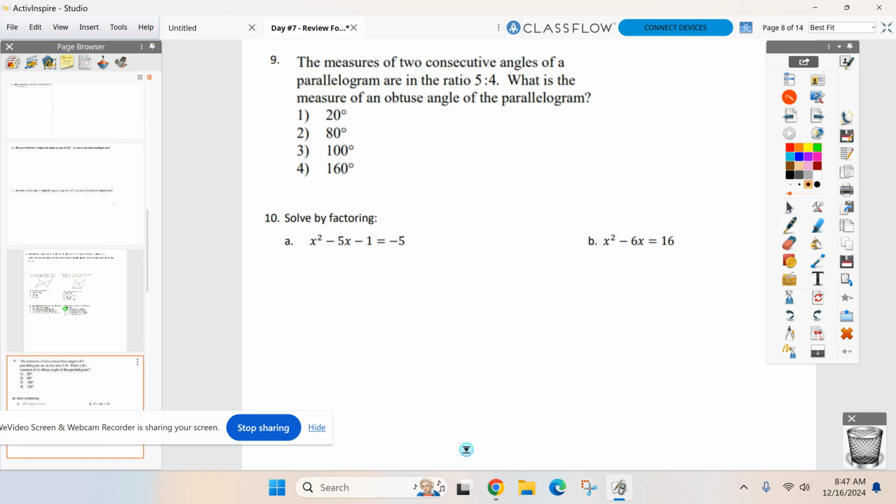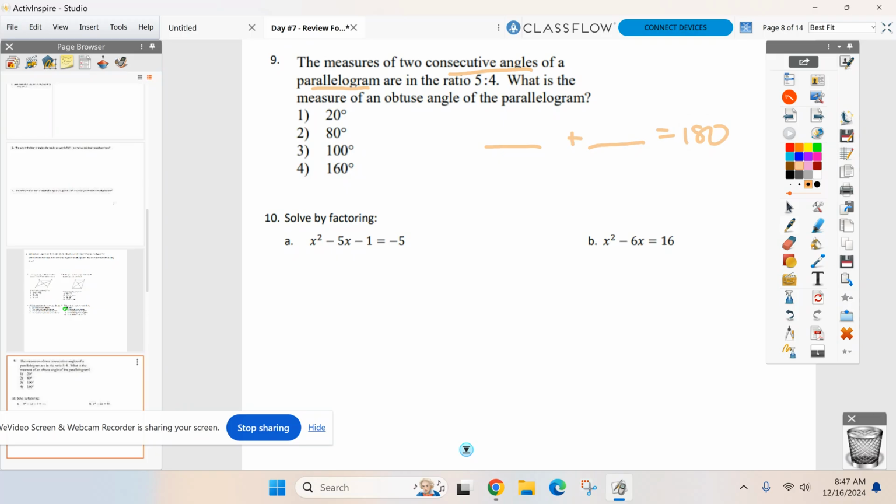All right, let's start here. Testing your properties again. If I have consecutive angles of a parallelogram, what's the property? They are supplementary. So I know two angles here are going to add to 180 because they're consecutive in a parallelogram. Number 1, that's knowing my properties.